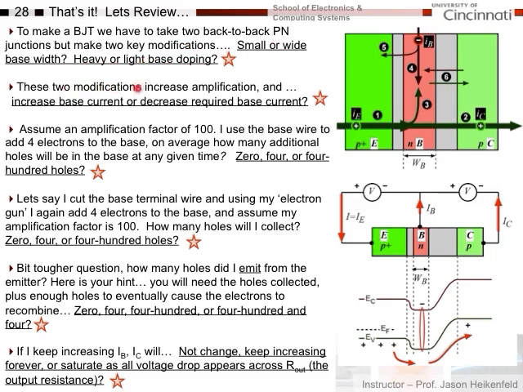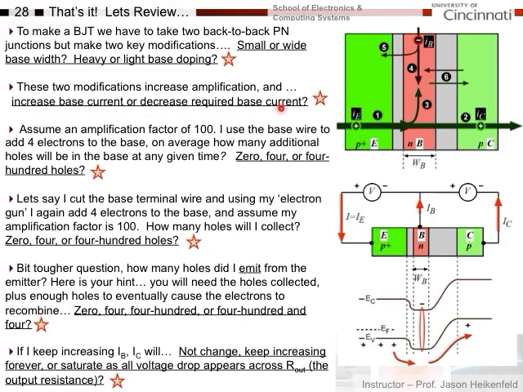These two modifications, the reason we did them is they increase our amplification. Okay? But what else does that effectively do? To increase our amplification, are we trying to increase the amount of required base current or decrease the required amount of base current? You should know and be able to answer that too.